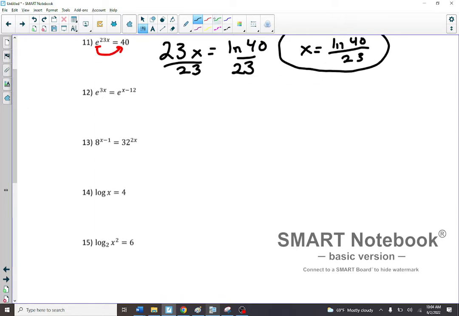Now, both of these have the same base e. Because they're exactly the same base, I could just cross them out. Because I cross them out, it just becomes 3x equals x minus 12, which is the algebra 1 problem. X equals negative 6.